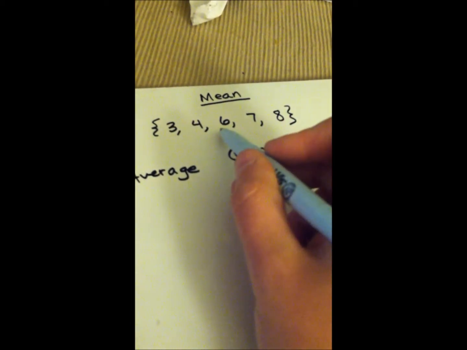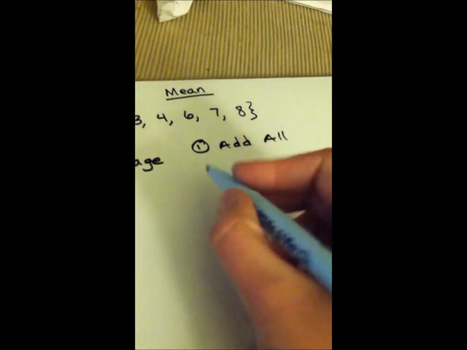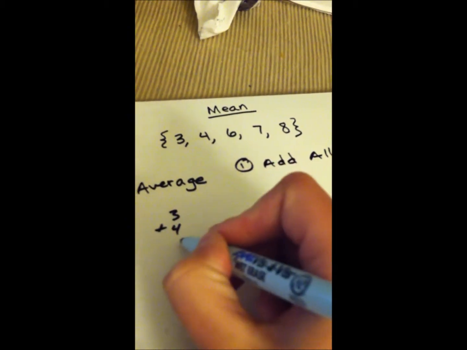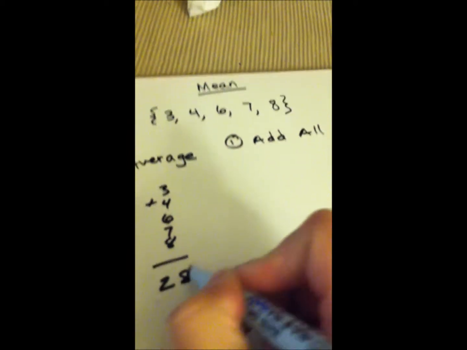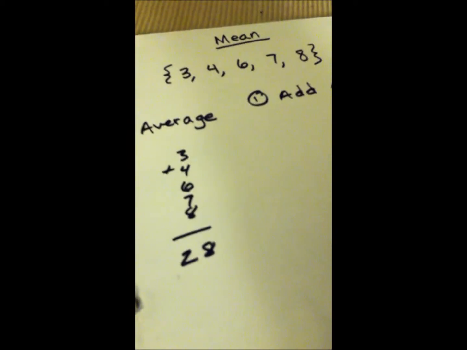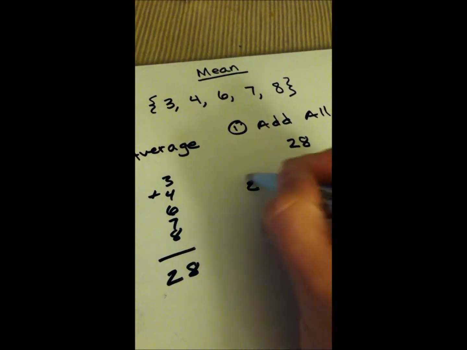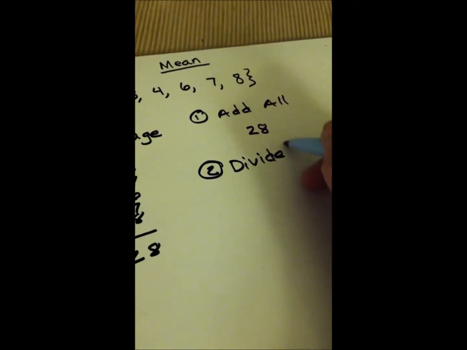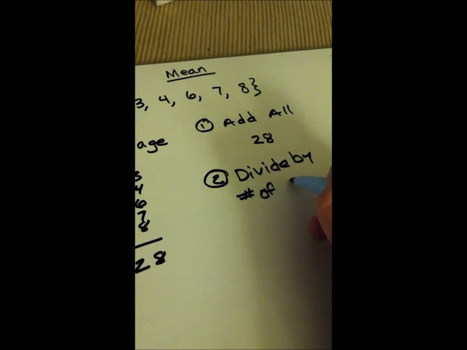So 6 plus 4 is 10, 7 plus 3 is 10, there's 20, plus 8. So all my numbers added together, 3 plus 4, 6 plus 7 plus 8, give me 28. Okay, now I have 28 after I added them all together. My next step, divide by the number of numbers.